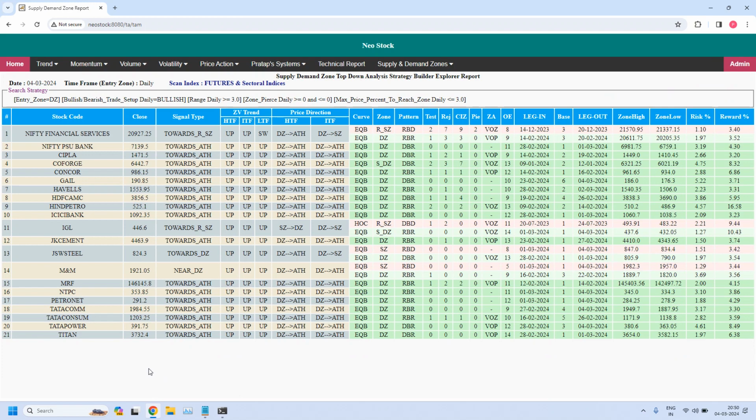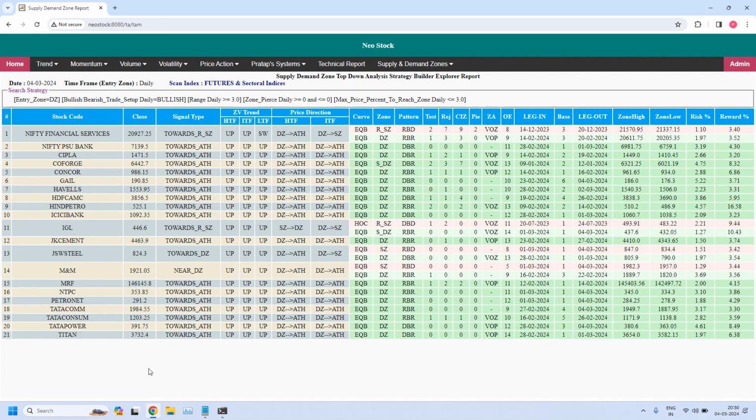So from these stocks you can find some stocks and you can monitor. If any of these stocks reach the demand zone, probably you can get an entry tomorrow. Otherwise you need to wait a few days until the price reaches the demand zone.